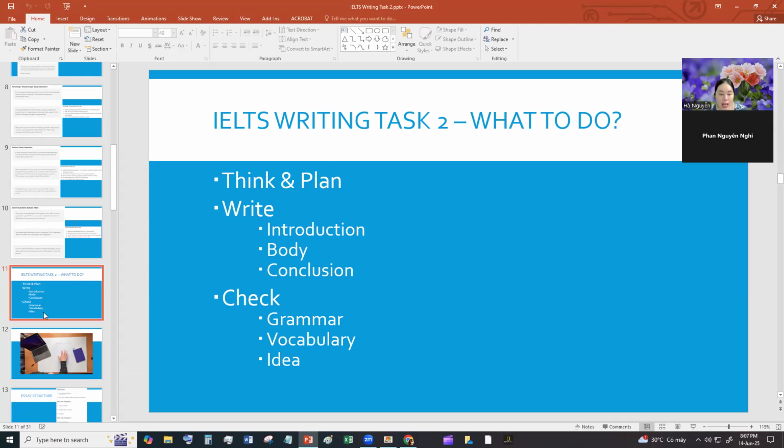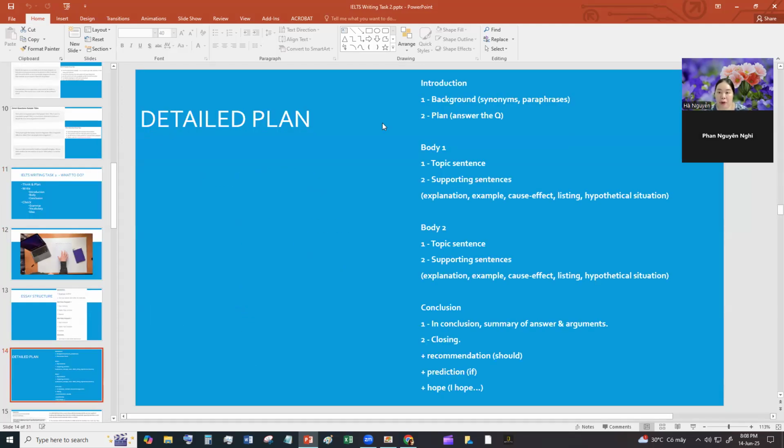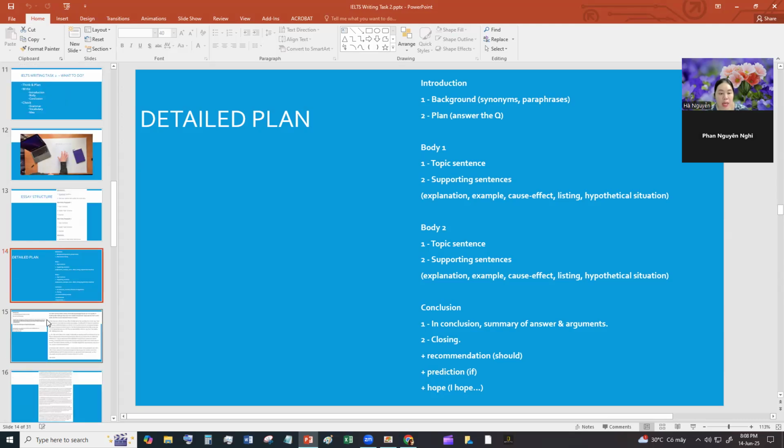When you think and plan, it's a good idea to plan according to a model, according to a structure: introduction, body, conclusion. Introduction with a background and plan, body paragraphs with the topic sentences and supporting sentences, and the conclusion with the summary and the closing. So now let's have a look at the opinion essay.